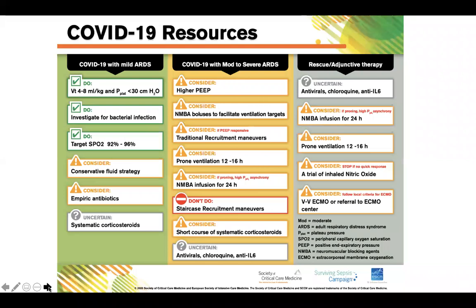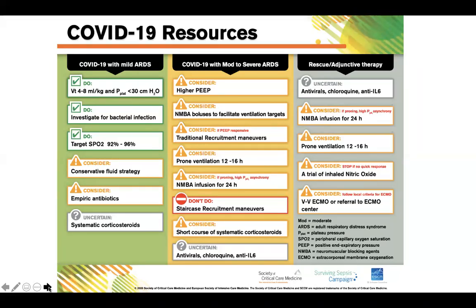This is a little handout from the Society of Critical Care Medicine that conveniently describes what we just went through. On the left, you see a patient that has mild ARDS. The standard ARDSNet approach of lung protective ventilation is key for these patients, just as it is in any other critically ill patient. You also want to treat potential bacterial infections. There's no need to target a blood oxygen level of 100%, we can target all the way down to 92%.